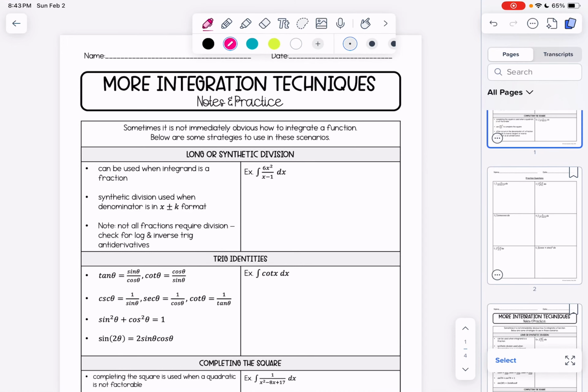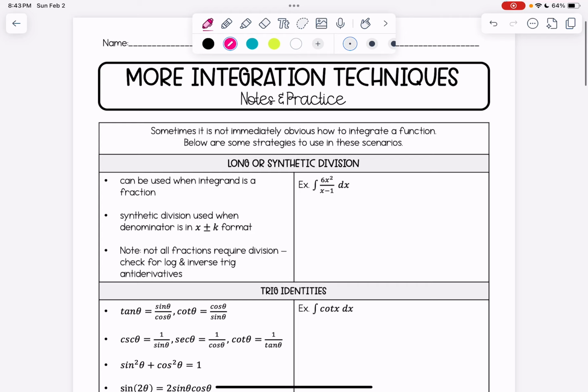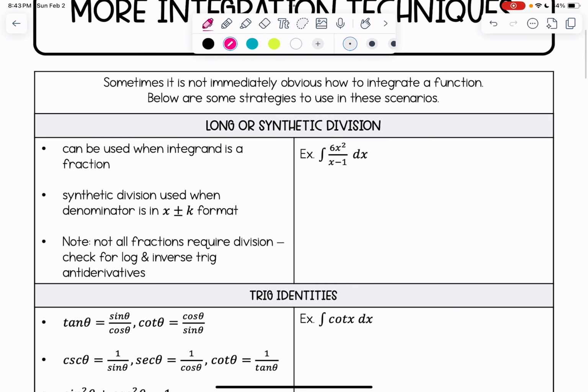In this video, we'll be going through some more advanced integration techniques. So that includes longer synthetic division, trig identities, as well as completing the square. Sometimes it's not immediately obvious how we're going to integrate a function. So we're going to look at these three strategies to help us figure out some other methods we could use.